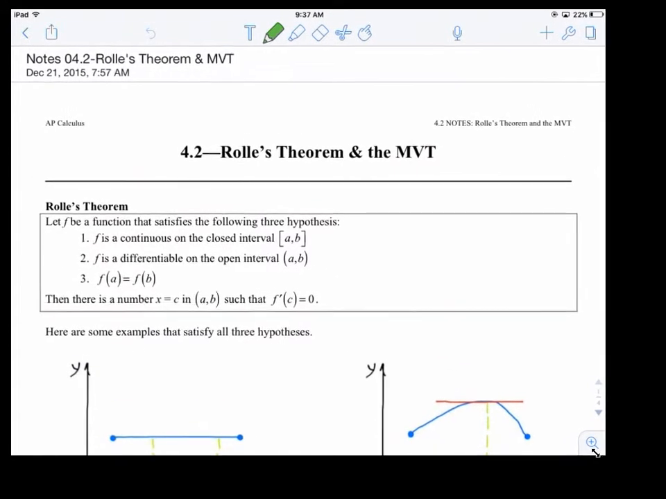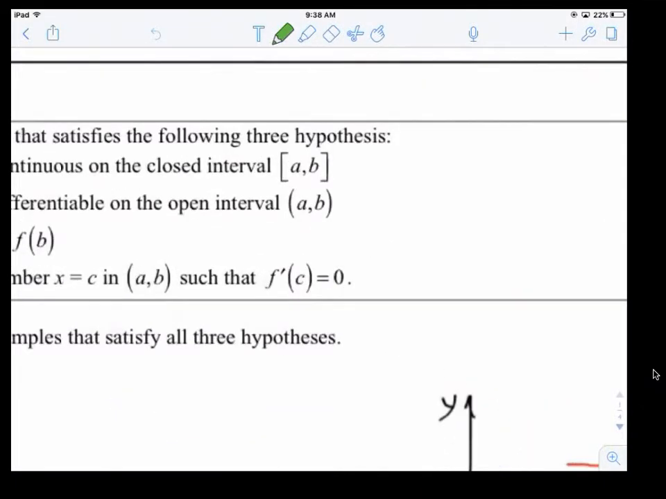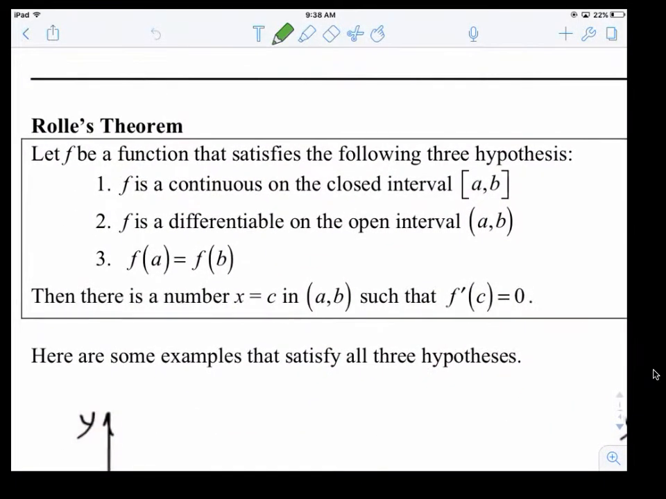All right. 4.2 talks about two different theorems. So you have Rolle's theorem, and then you have the mean value theorem. Rolle's theorem doesn't show up that much, but it's really not that difficult to understand. So you have to make sure that you fit all three of those hypotheses.